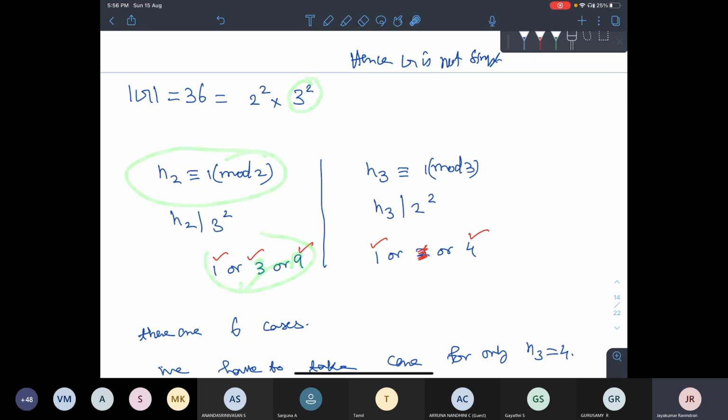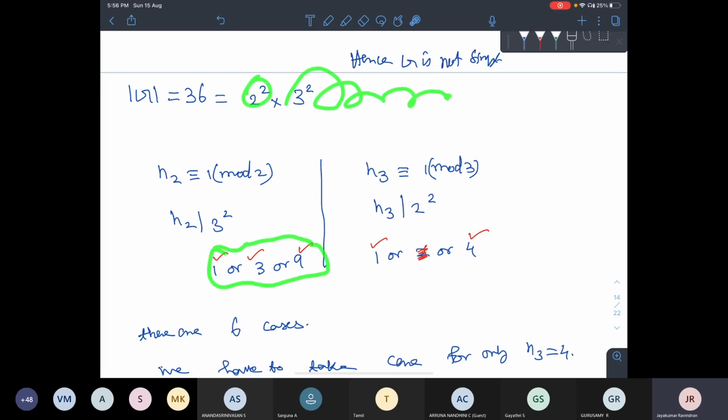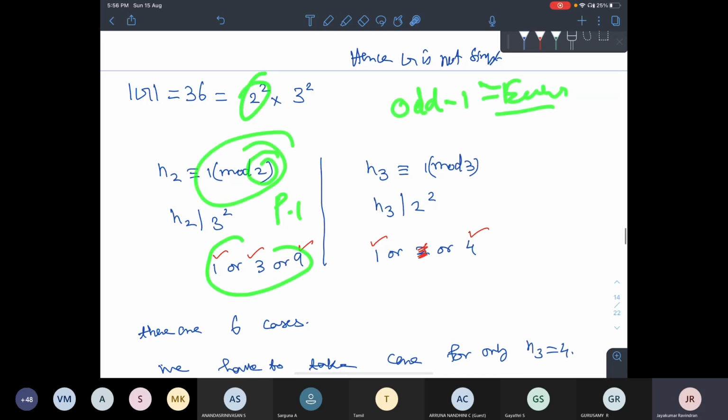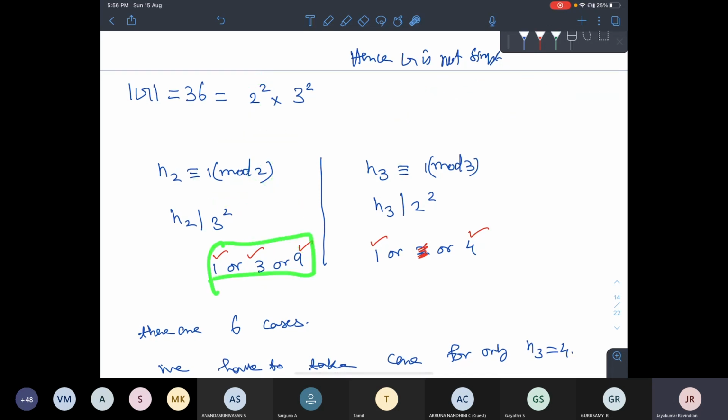So see the problem: whenever 2 comes, there is a huge problem, because all other primes are odd except 2. So the possibility will be odd, and odd minus 1 is even. By the definition, it's going to divide. So whenever 2 comes, it's going to be a lot of cases. Okay, let's go for N3. Let's see whether it's useful.